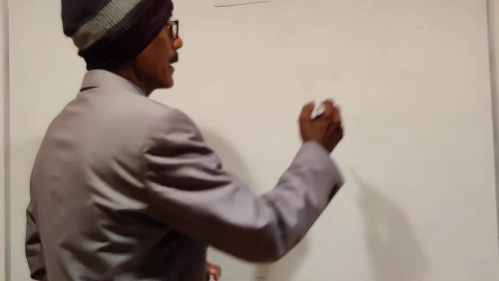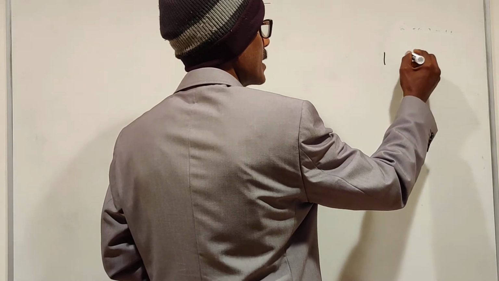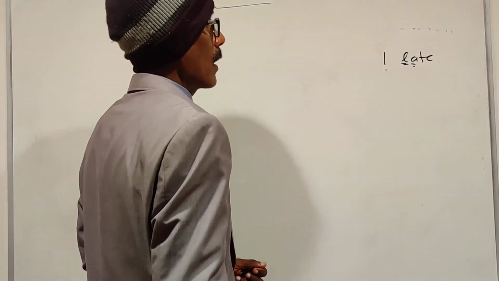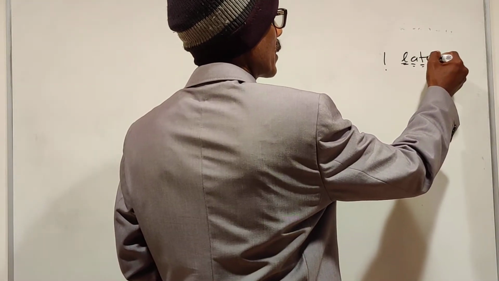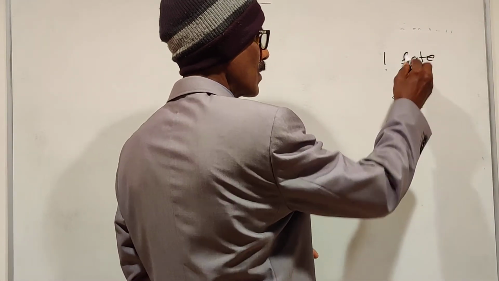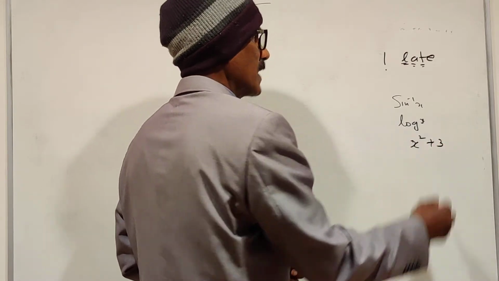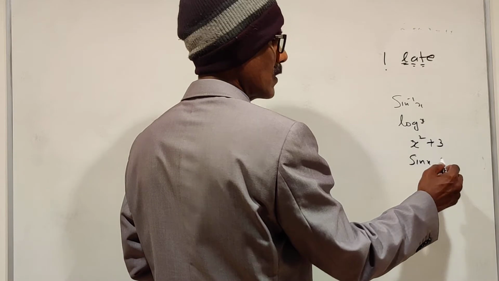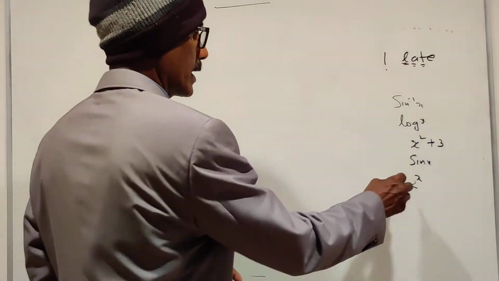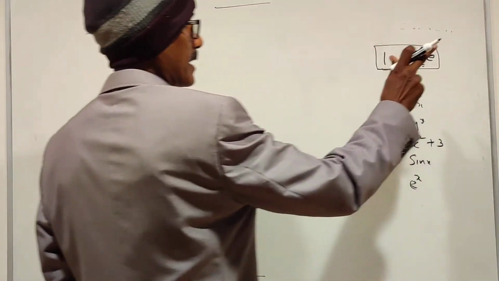Last class I asked you to remember these functions. Here, how many functions are there? See, ILATE. I is the inverse function, L is the logarithmic function, A is the algebraic function, T is the trigonometric function, and last, E is the exponential function. What is an inverse function? For example, sine inverse x. What is a logarithmic function? Log x. What is an algebraic function? x to the power 2 plus 3. What is a trigonometric function? Sin x, cos x, tan x, sec x. The exponential function is e raised to x. Remember this sentence, ILATE.